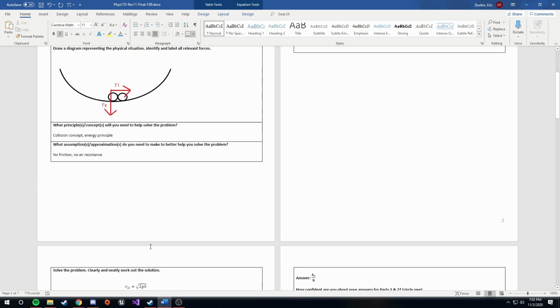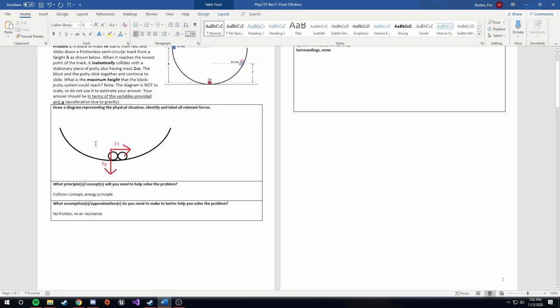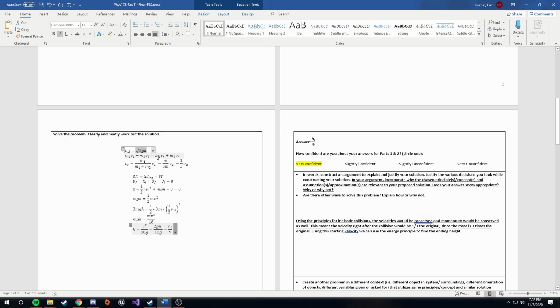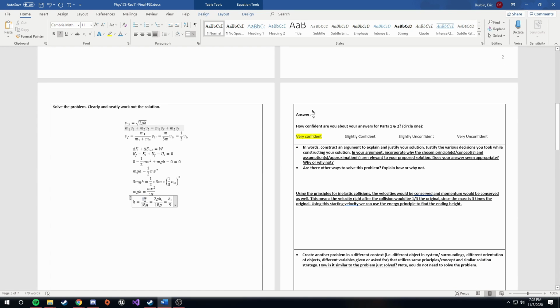Now, the problem says that we need to use the variables provided and g, which is a problem because now we have velocity. But in the very beginning, we said velocity was equal to the square root of 2gh. They're the same velocities, so v squared is equal to 2gh. H in this instance is the initial height, and gravity cancels out. 2 over 18 is 1 over 9. So the final height is equal to the initial height over 9. And that is the answer.